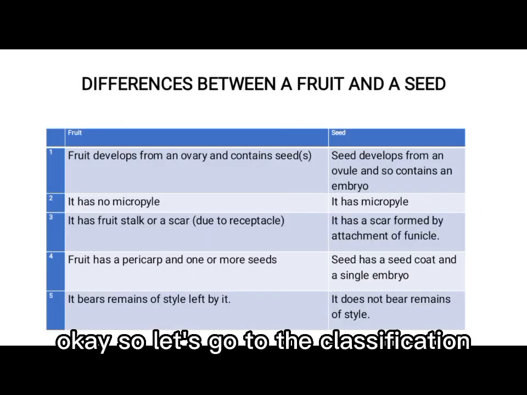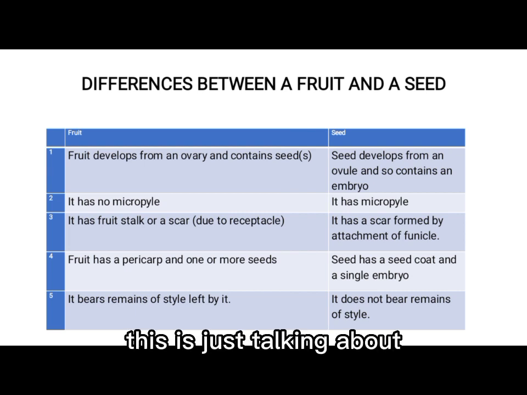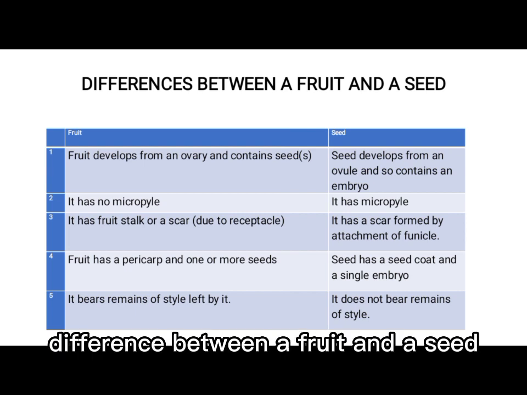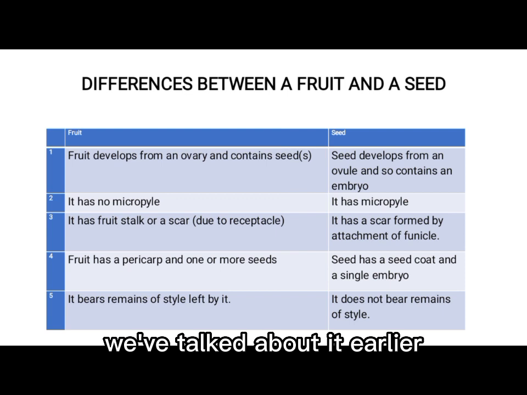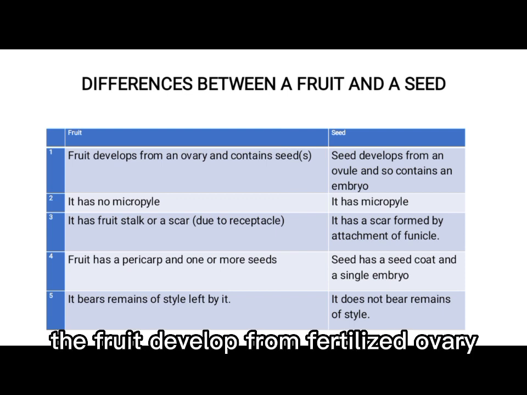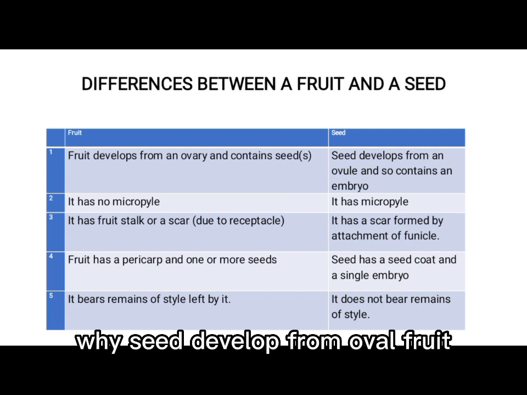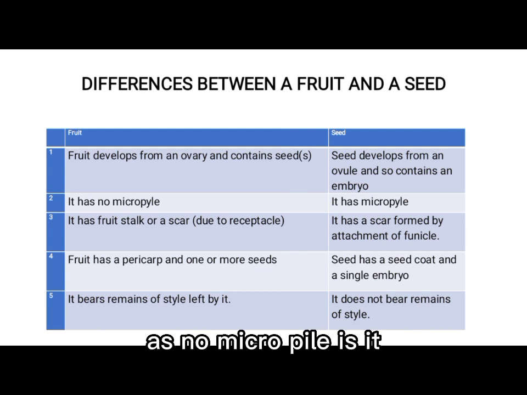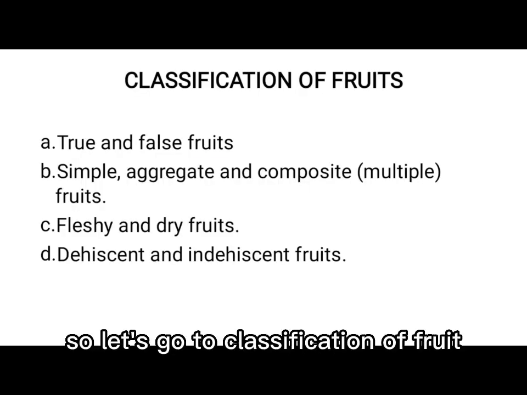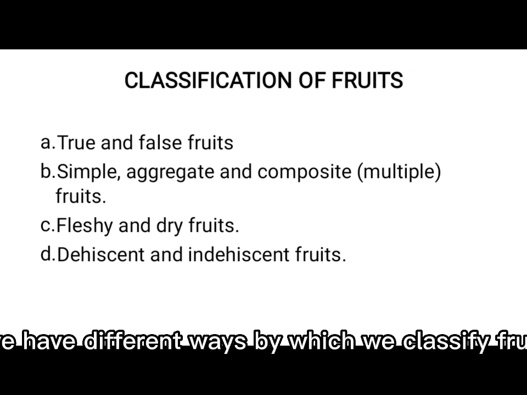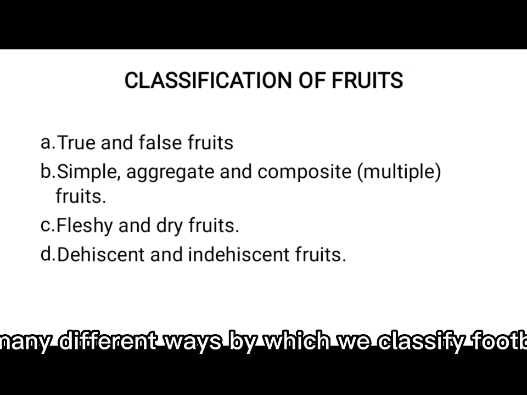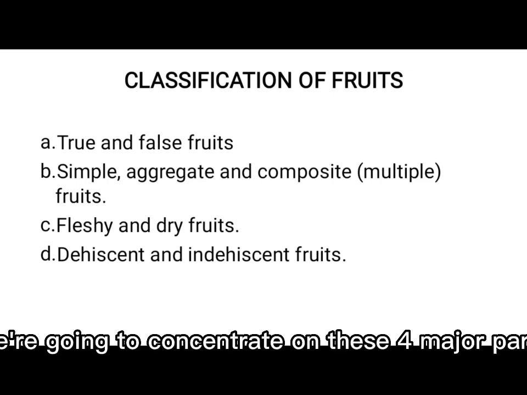So let's go to the classification of fruit. This is just talking about the difference between a fruit and a seed. We've talked about it earlier, that fruit develops from the fertilized ovary, while seed develops from the ovule. Fruit has no micropyle, a seed has micropyle, and all that. So let's go to classification of fruit. There are so many different ways by which we classify fruit, but in this class, we are going to concentrate on these four major ways.